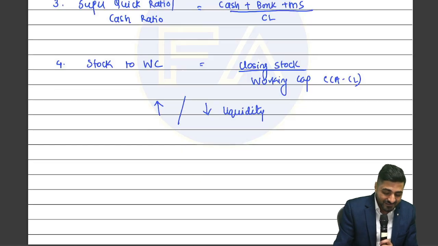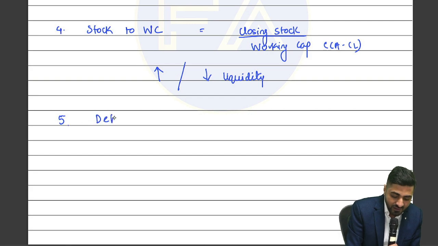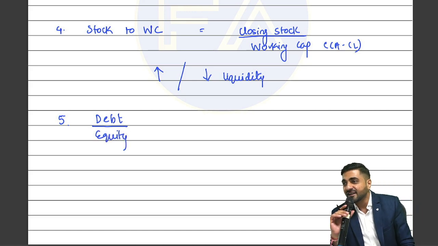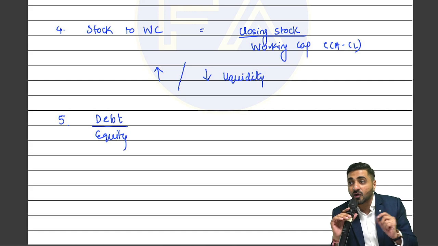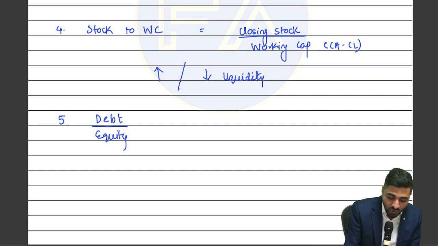Then we have the next ratio, which is extremely important, and again everyone's favorite, ICAI's favorite as well, which is called debt upon equity. Have you heard about this? Debt upon equity. So debt means short-term debt or long-term debt? Always remember that in the debt equity ratio, the debt always constitutes your long-term debt.